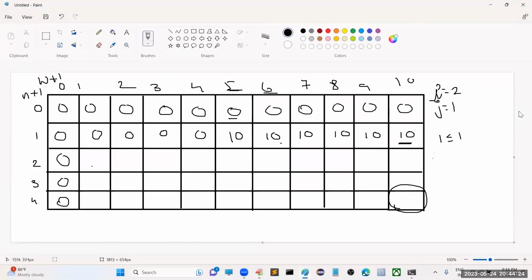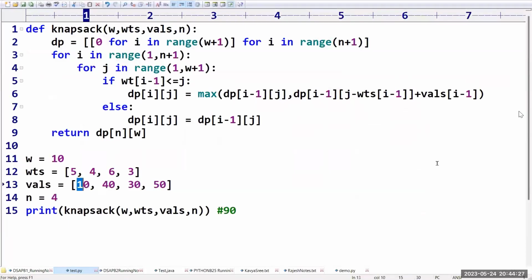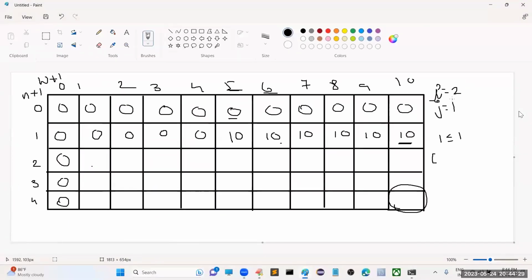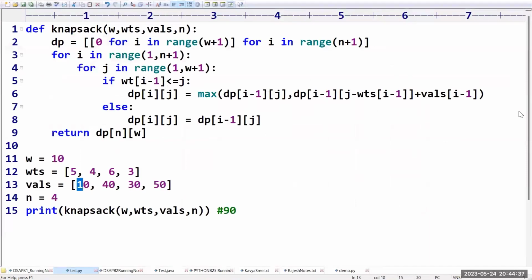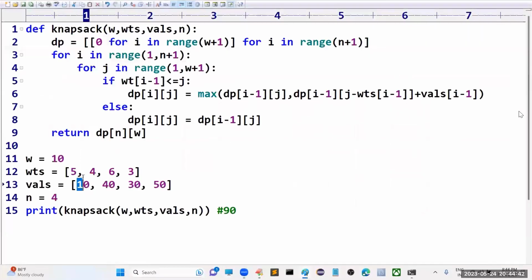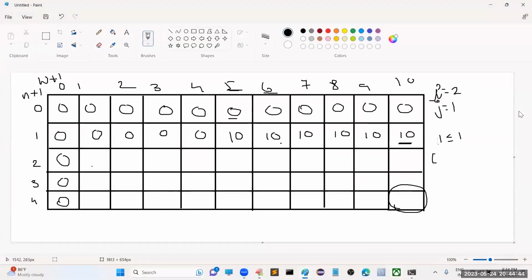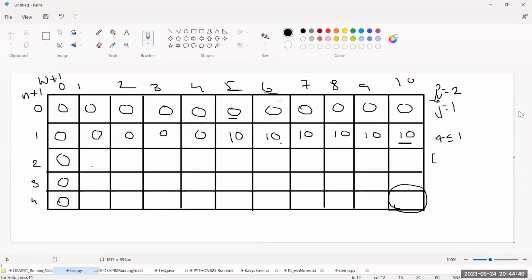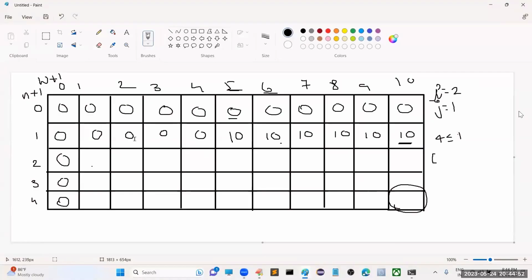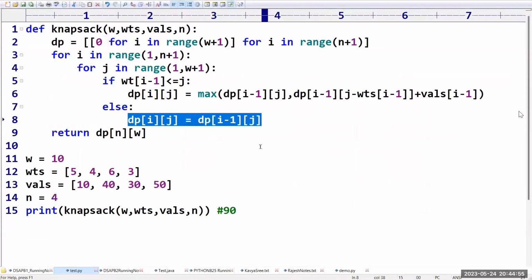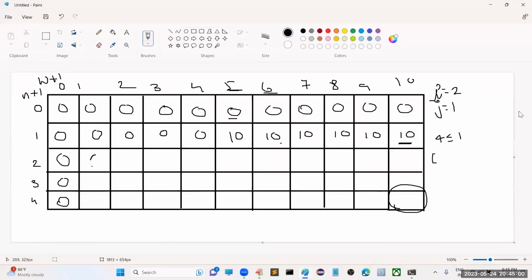What will be the value? So dp of maximum of 1 minus. Sir, weight of 1 is 4, I think. Weight of 1 is 4. Weight of I minus 1, 2 minus 1, 1. Yeah, it is 1. So 4. Is 4 less than or equal to 1? j value is what? 1. Condition is not satisfied. If the condition is not satisfied, then what will happen? It is going to take the previous data, right? So that means previous data is 0.